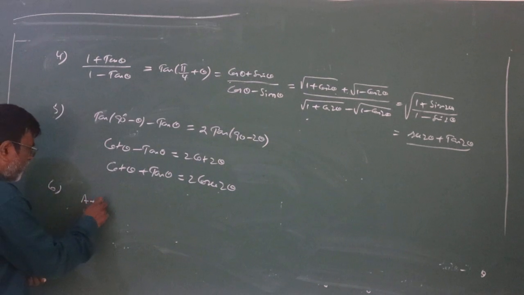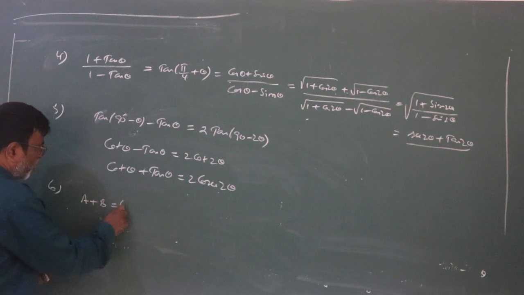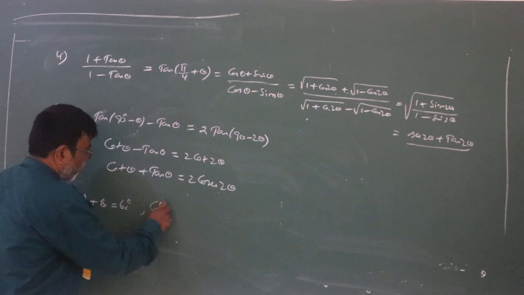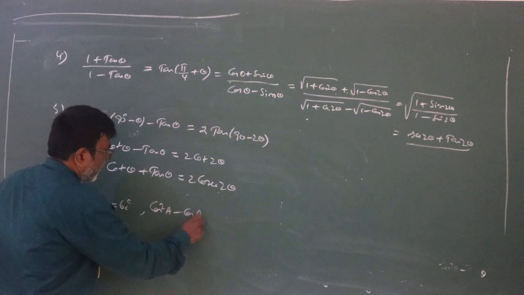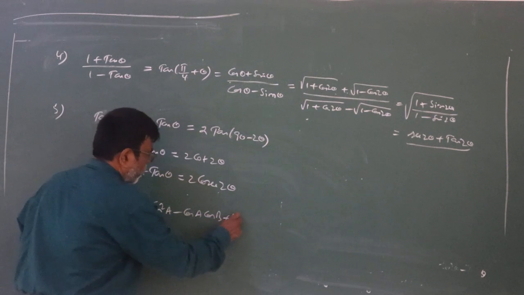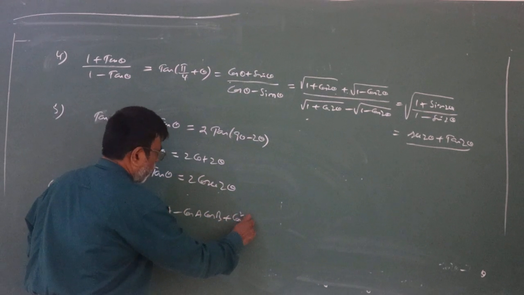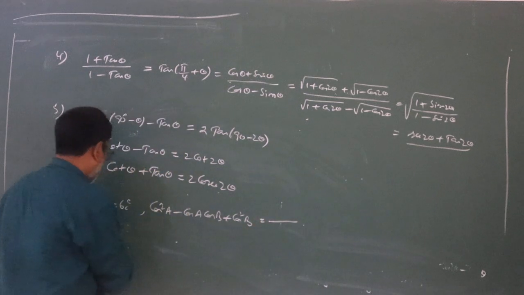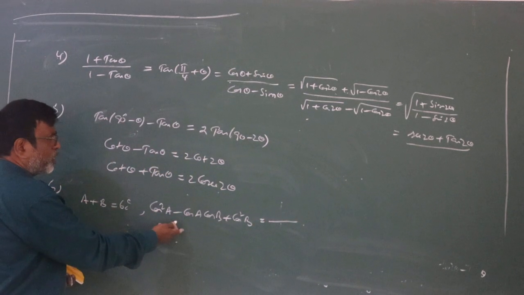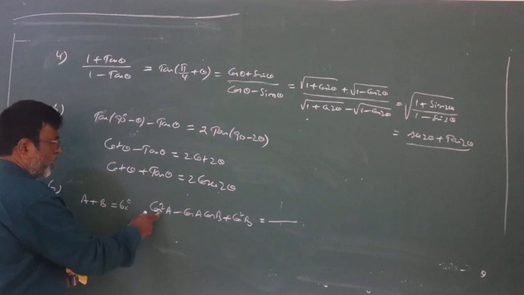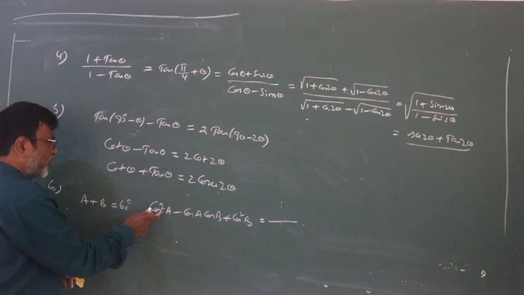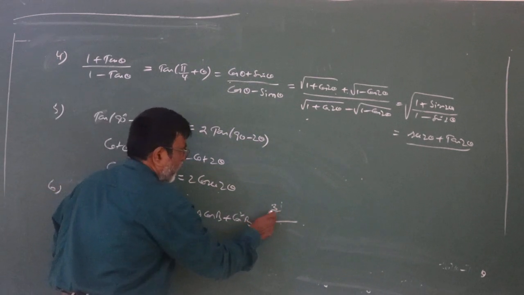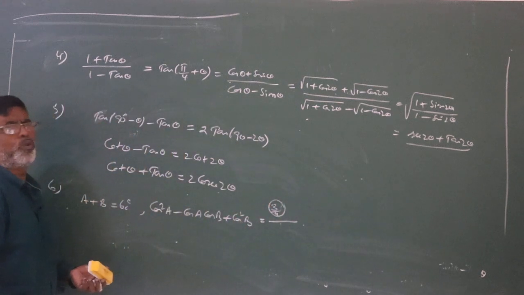Suppose a + b equals 60 degrees. Then cos²a − cos a cos b + cos²b equals dash. So a + b equals 60 degrees; substitute 30 degrees here. It is for any values with a + b = 60 degrees. That is its simple formula. It is nothing but 3/4.